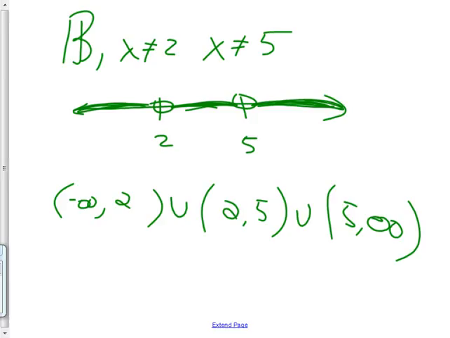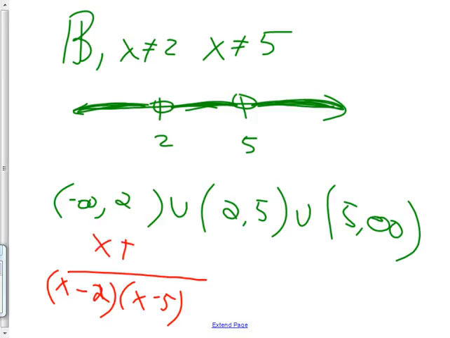And how about this? What was the original problem? You can do this. And what could be on top? No, because if I did that, there'd be holes. Sure, anything that's not x minus 2 and x minus 5. All right.